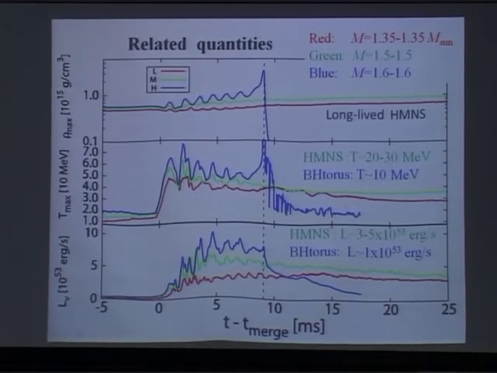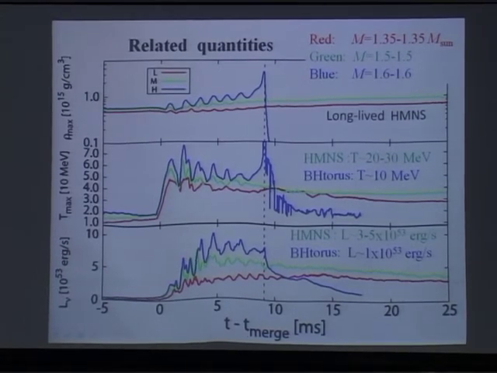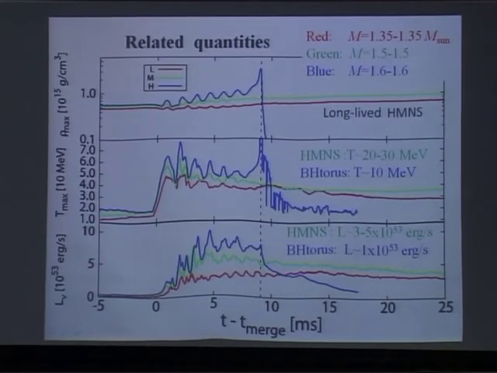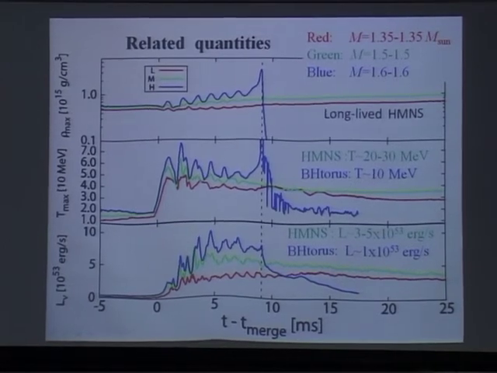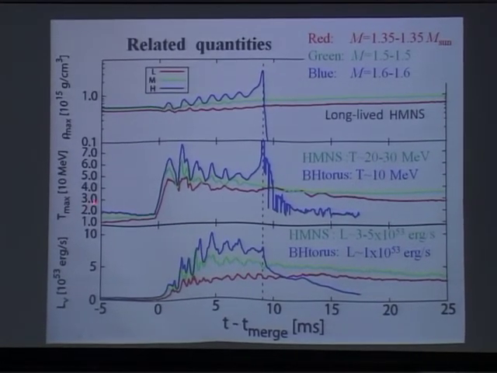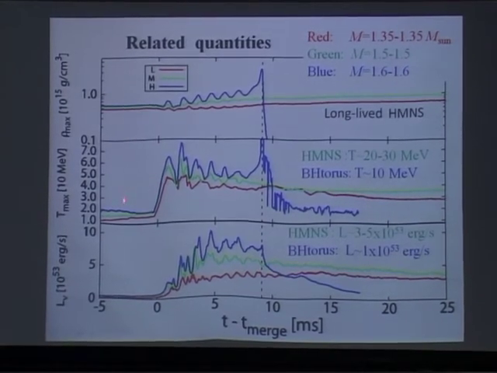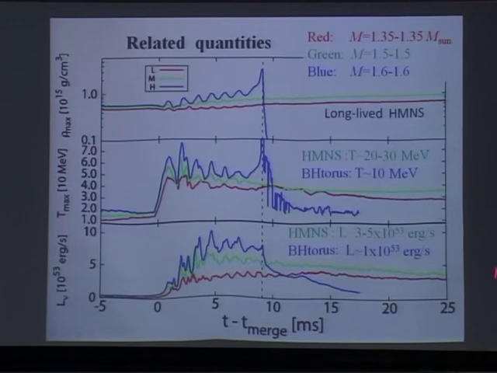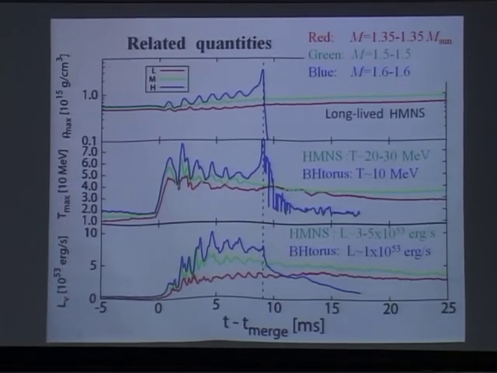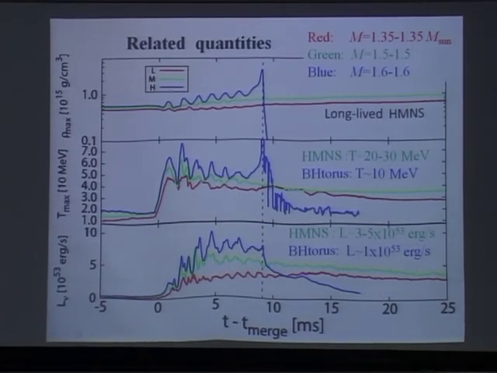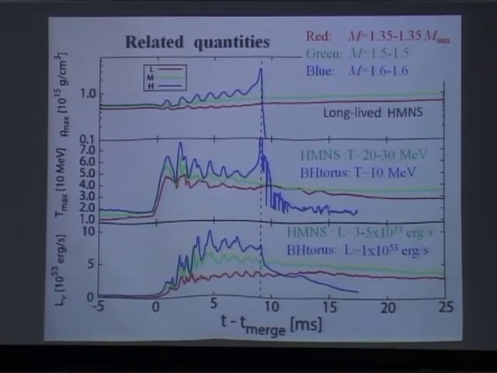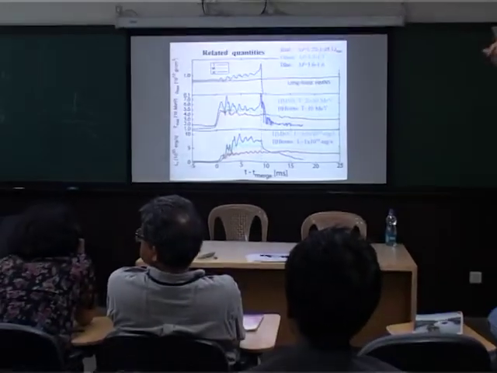But these are for all flavors or for some specific? In this case, we take into account all flavors. We take into account neutrino, anti-neutrino, and other neutrinos. And is this T the average energy of the neutrinos? And what is T? Temperature. Yeah.